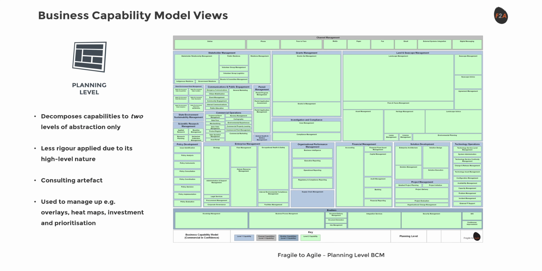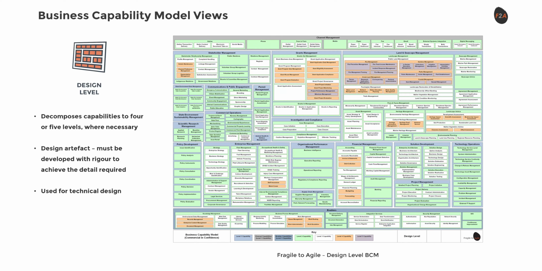The planning level decomposes the capabilities to 2 levels of detail, and as the name implies, is used to support planning and providing insight. It's the level at which executives and enterprise architects typically interact with the model. The next level is the design level, and it decomposes the capabilities to greater detail, the level required to support design use, typically level 4, maybe a 5 of decomposition. This is the level at which business area managers and solution architects typically interact with the model.